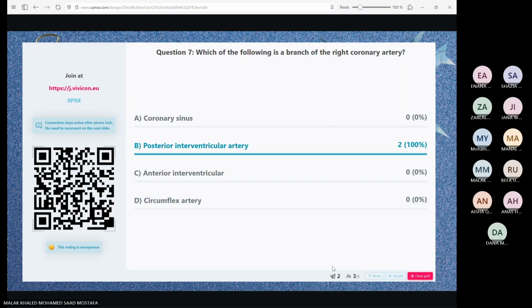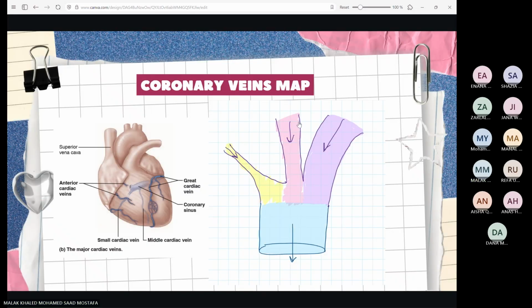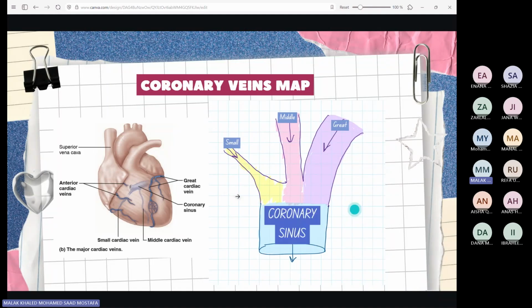Awesome. Moving on, we have your veins. If you get your arteries right, your veins are very easy. You just have three draining into one. So you have one final destination, okay? That final destination is your coronary sinus. It's gathering everything. So great, middle, and small will drain into the coronary sinus. Very easy to remember. And a question about that.